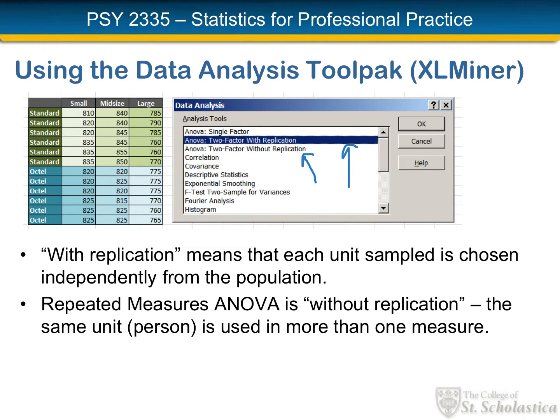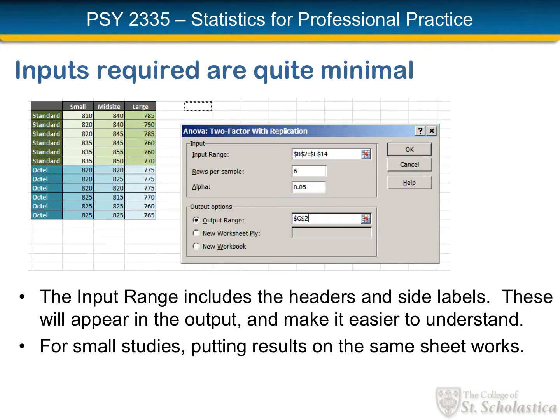Once I choose that, a menu will pop up in which I give the actual commands. Once I chose two-factor with replication, I get that dialog box, and the first thing I have to do is put in the range in which my data are found, and you'll notice that this includes not just the numbers, but I selected the entire data area, including the labels.